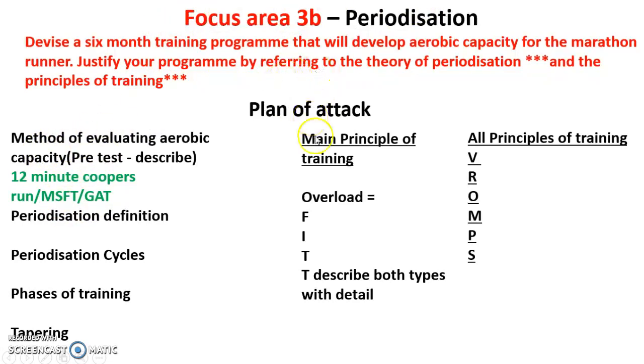So the method, or plan of attack, I'd ask you to go for is this. We've got to make sure we've got a method of evaluating aerobic capacity, firstly, because this is a training program. A training program requires a baseline pre-test, and then that test can be repeated to see how the training program's gone. So there's examples here. Good exam practice anyway: maybe have a good go at describing and giving a couple of advantages and disadvantages of those. And then down from here: periodization definition, periodization cycles, phases of training, tapering.